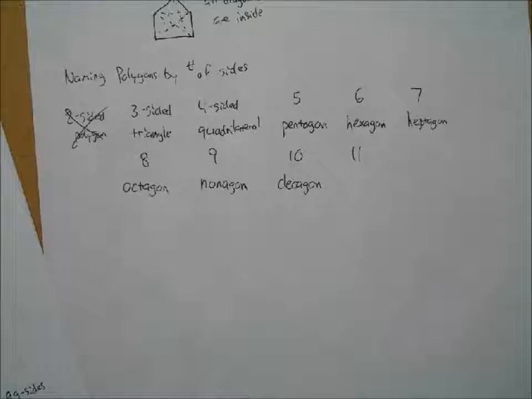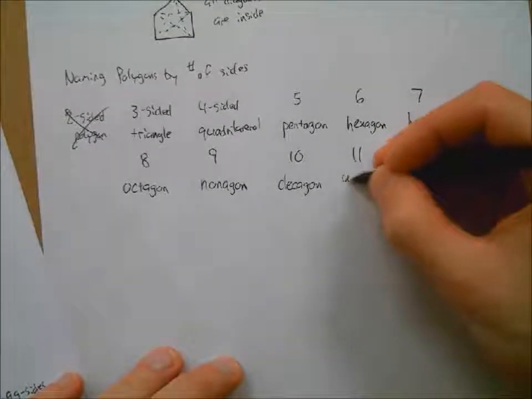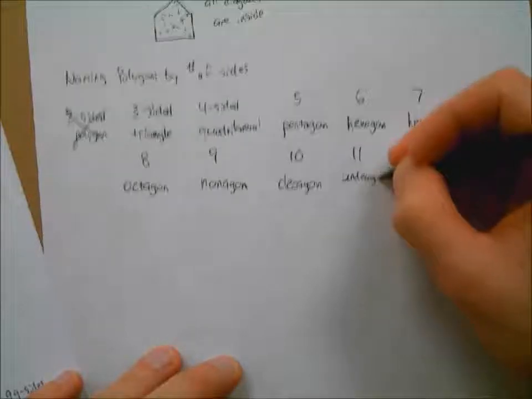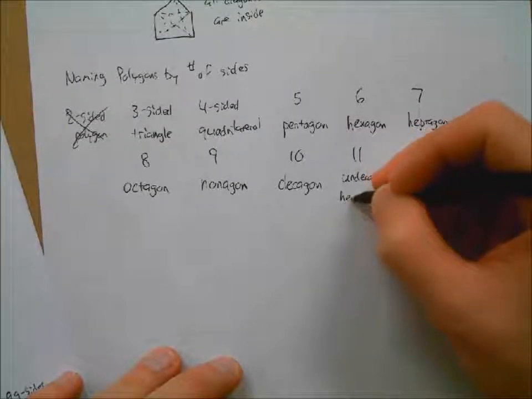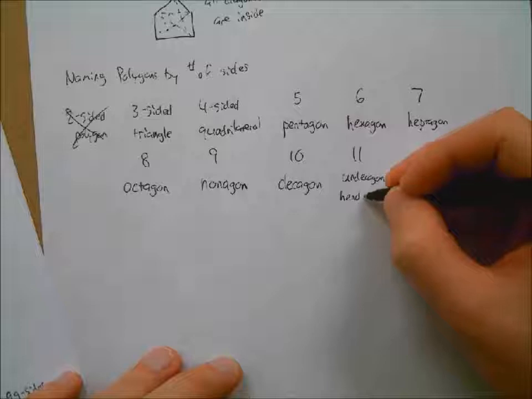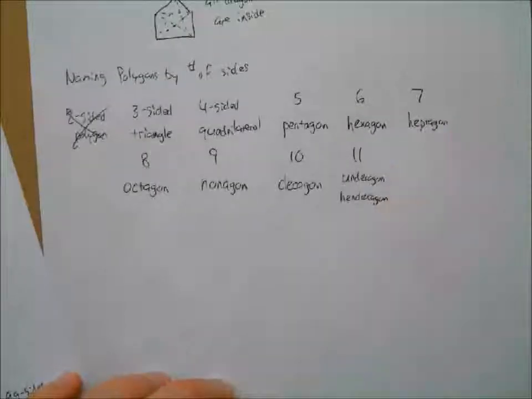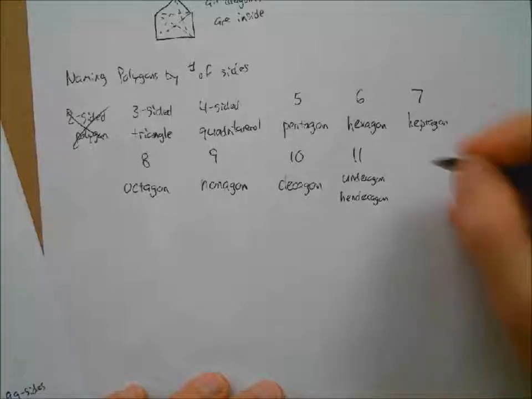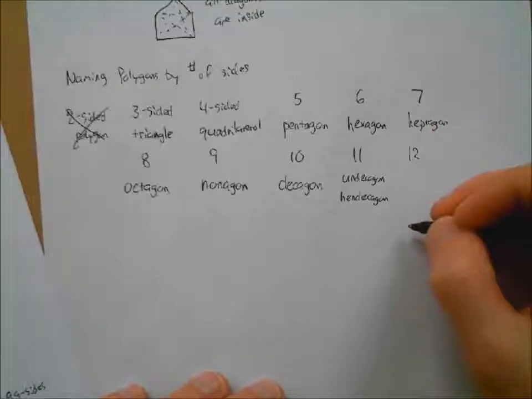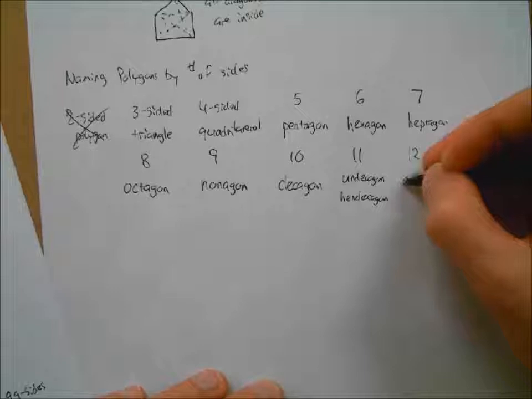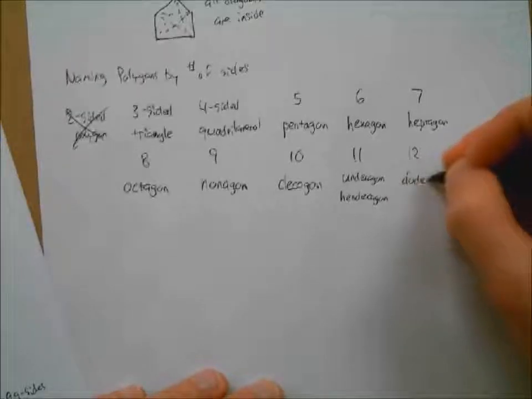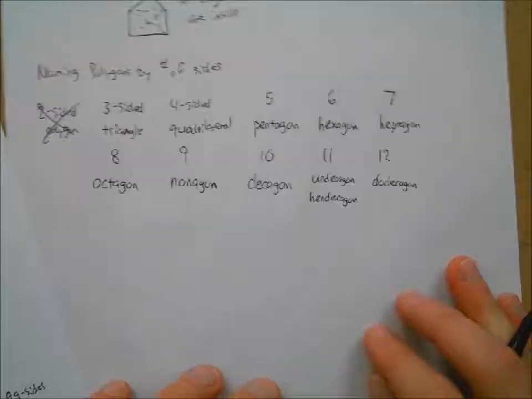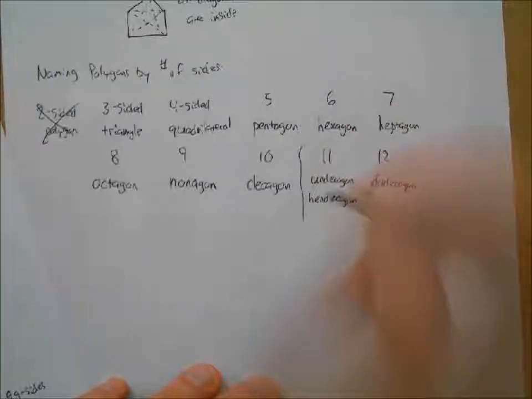Well, I looked this up. It's sometimes called an undecagon, or I also saw a hendecagon. You don't need to know that, though. It's okay. And then the 12-sided, dodecagon. That's more fun, I think, to say. Dodecagon. But really, you only need to know up to 10.